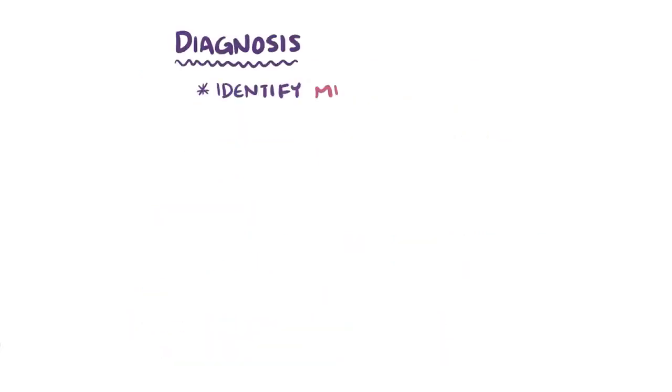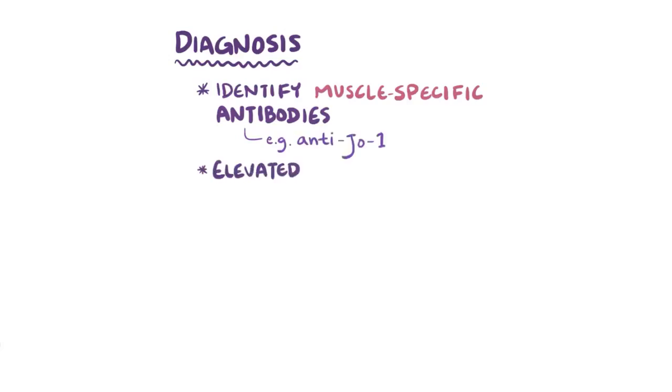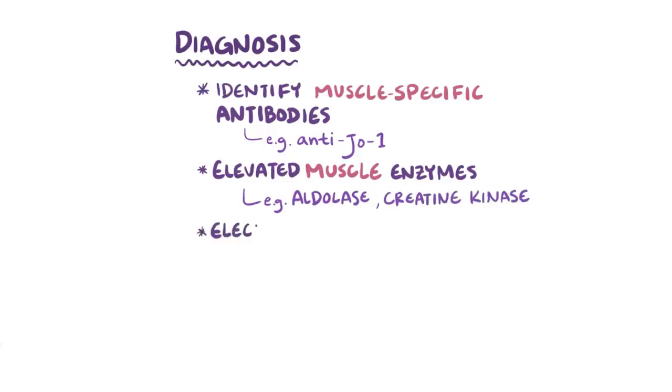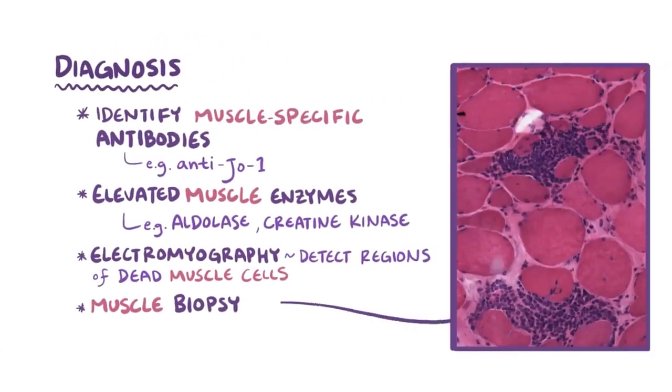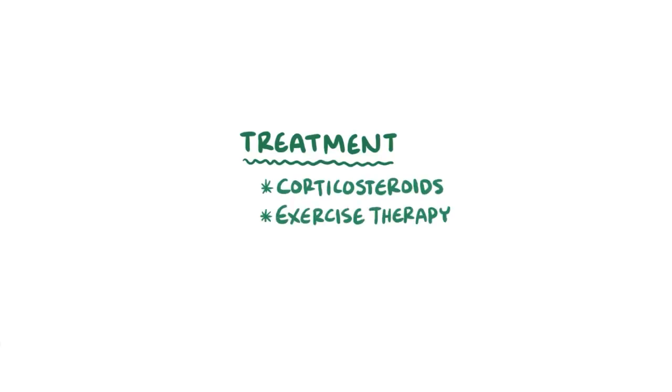Diagnosis is based on identifying myositis-specific antibodies, like anti-JO1, as well as elevated serum levels of muscle enzymes like aldolase or creatine kinase. Additionally, electromyography can be used to detect regions of dead muscle cells that cause abnormal electrical signal conduction. A muscle biopsy can also show inflammation in varying stages of necrosis. Treatment of polymyositis typically focuses on suppressing the immune response, usually with corticosteroids. In addition, specialized exercise therapy can help maintain muscle function.